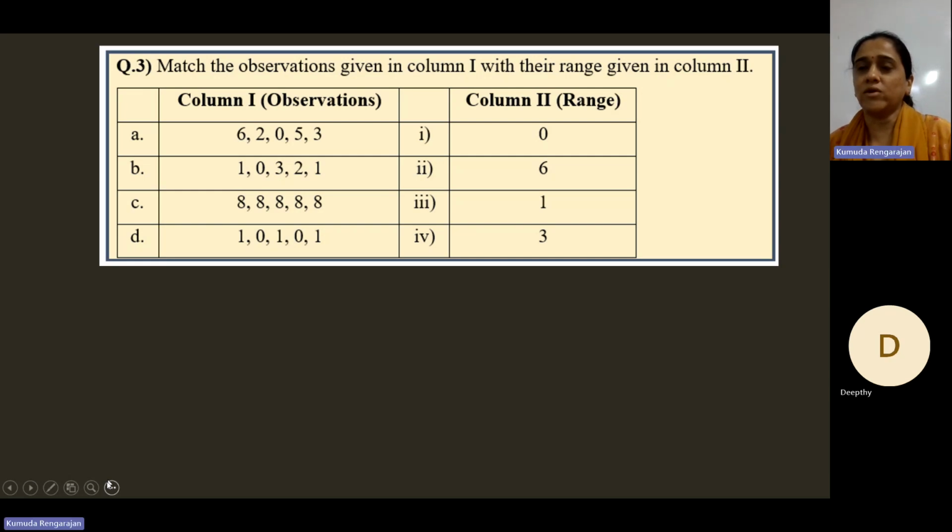All the students of the class have got the same score. Then the highest score and the lowest score are both the same. In that case, the range is 0. Okay? So I'll just send this image. Please complete this. You just have to match the first column, the observation, to the second column, the range.